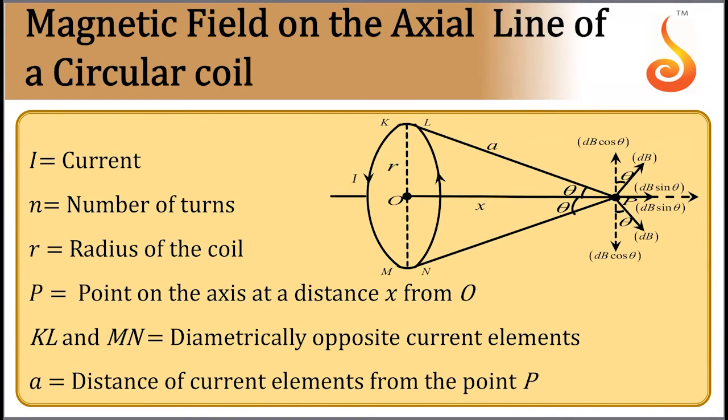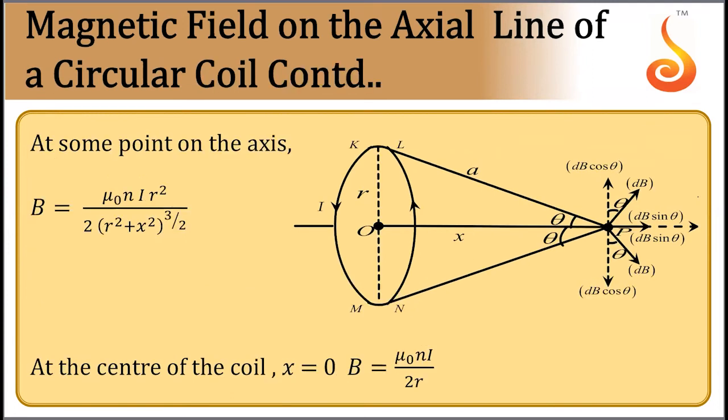Now suppose you have a circular coil carrying current. The field along the axis of the circular coil can be calculated. This gives you the expression. Just note the diagram and the expression. B equals mu naught N I r square divided by 2 into r square plus x square whole to the power 3 by 2. At the center of the coil, it is mu naught N I by 2r.